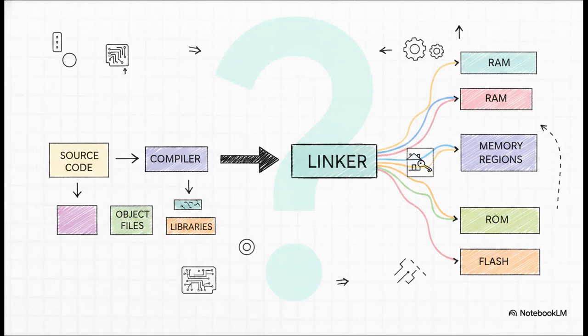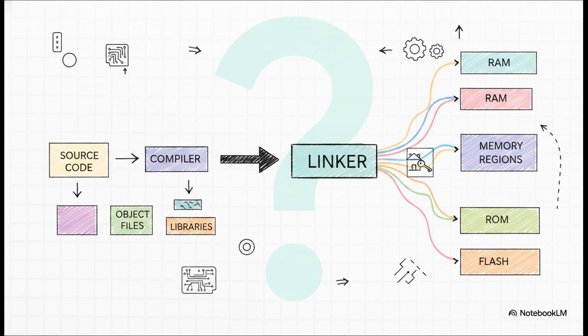Right off the bat, I want you to think about this absolutely fundamental question. How does a linker know where memory actually is? I mean, we all know the compiler turns your beautiful readable source code into object files, right? And we know the linker takes those object files and libraries to produce the final executable. But there's a massive gap there. Where does the code actually go? Where does the data live in the physical hardware?